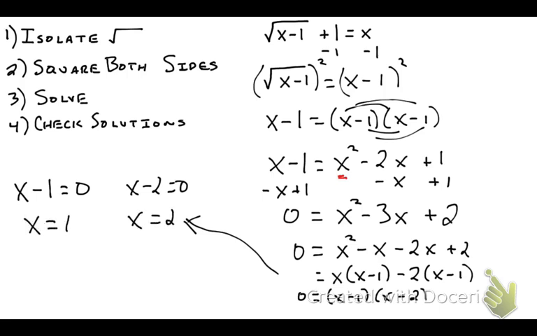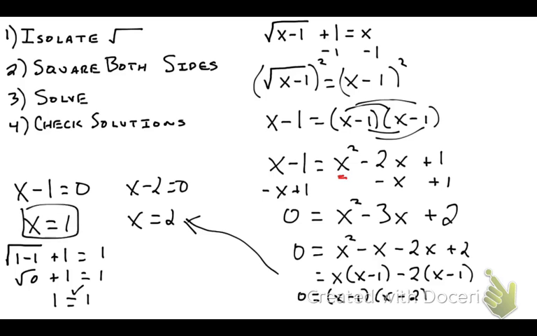So we finally solved this equation. But now we need to check our solutions, which means going back to the beginning. So the original equation, this would be the square root of 1 minus 1 plus 1 equals 1. The square root of 0 plus 1 equals 1. The square root of 0 is 0. So 1 equals 1. x equals 1 checks out.